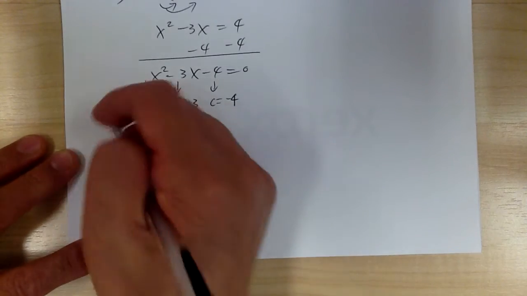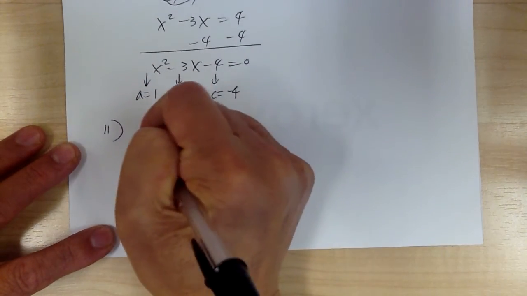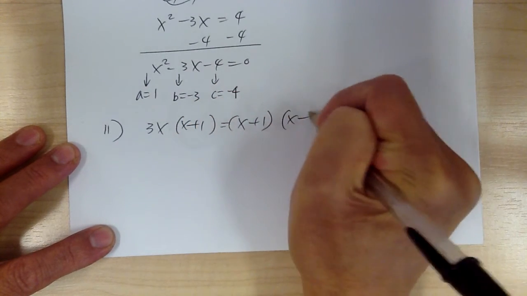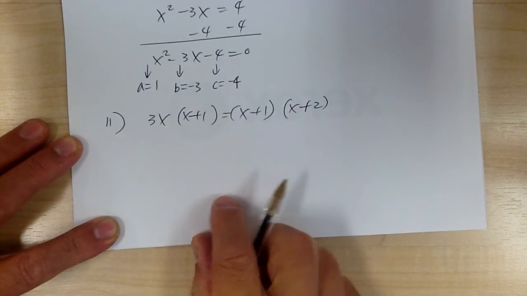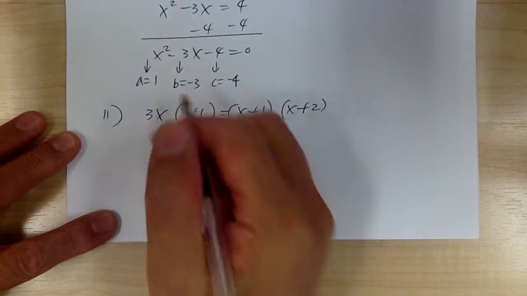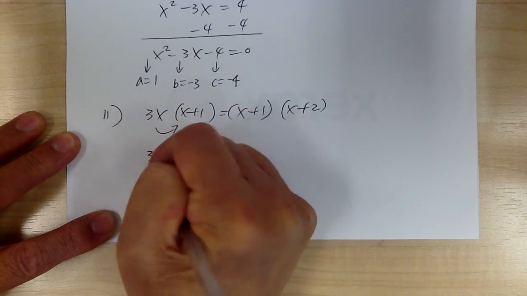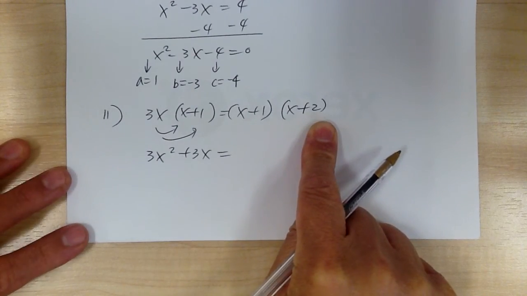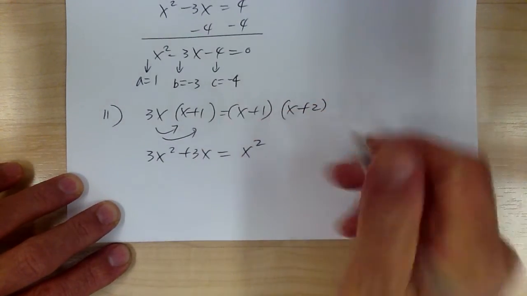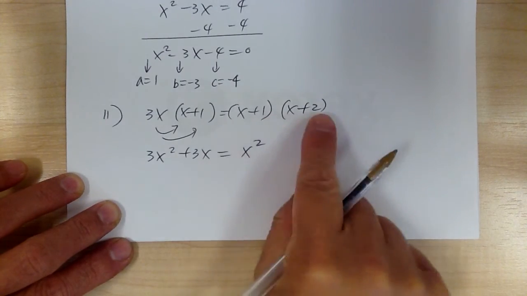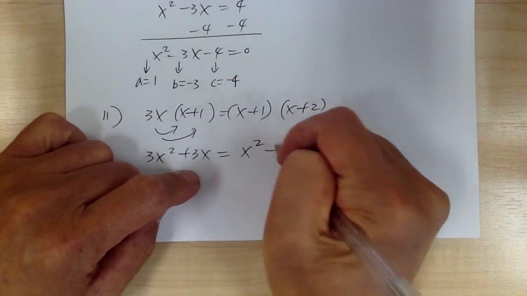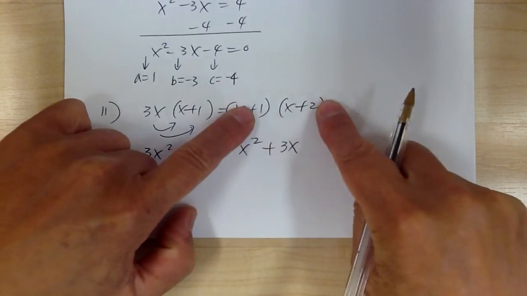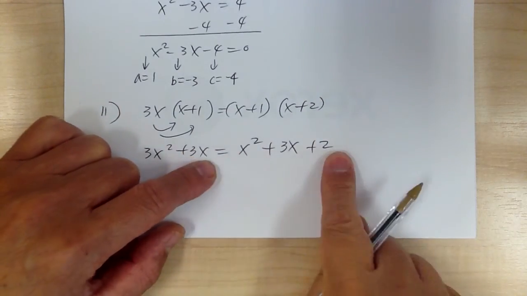Now, if you go to number 11, you have 3x times x plus 1 equal to x plus 1 times x plus 2. Again, you want to get into general form, so you have to multiply everything out. This will give you 3x squared plus 3x equal. Now, for this you use your FOIL method, so you're going to get x squared. And remember, the O and the I, you just add. So 1 plus 2 gives you 3. That's the reverse of the master product. Again, you add to get the middle term, you multiply to get the end. So that's your FOIL method.